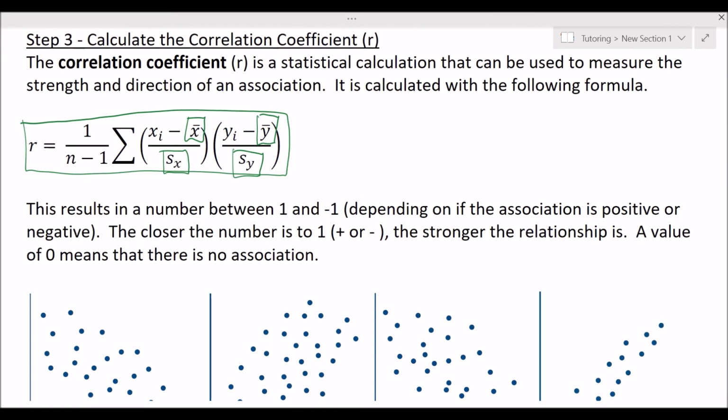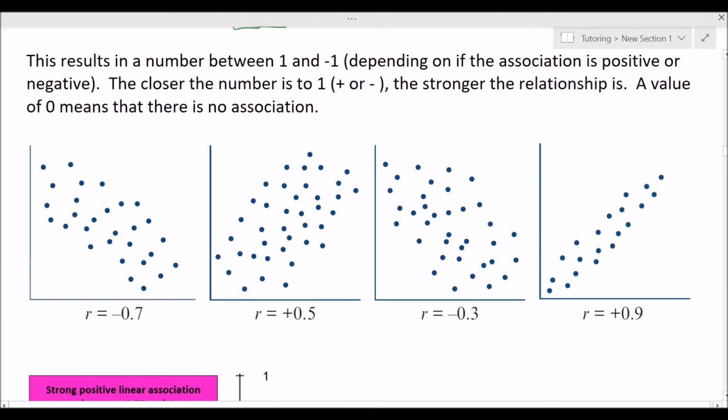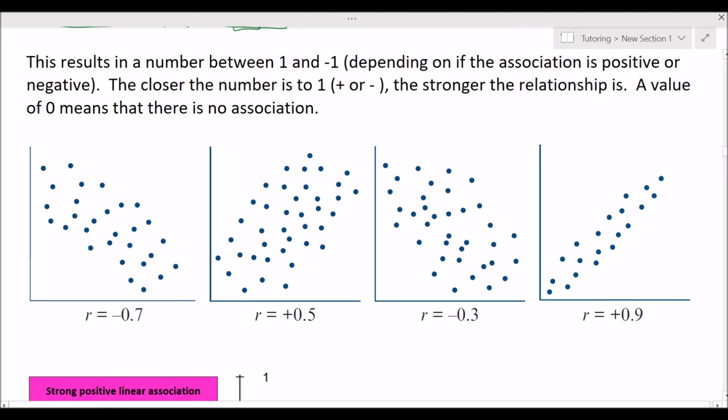Anyway, when you do that calculation, you will get a number that is between 1 and -1, and that depends on if the association has a positive direction or a negative direction. Obviously, if it's a positive number, it means the line is going up, and if it's a negative number, it means the line is going down. So the closer the number is to 1, whether that's positive or negative, the stronger the relationship is. If you get a value of 0, that means that there is no association.